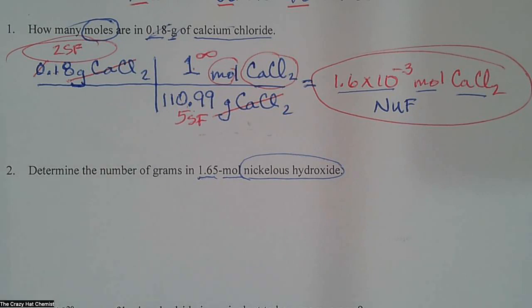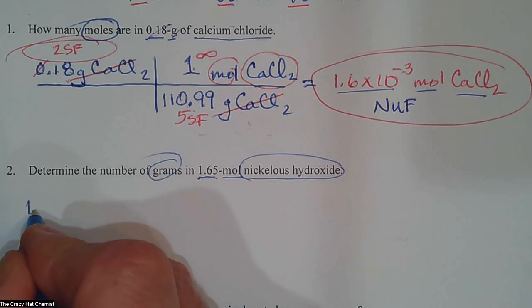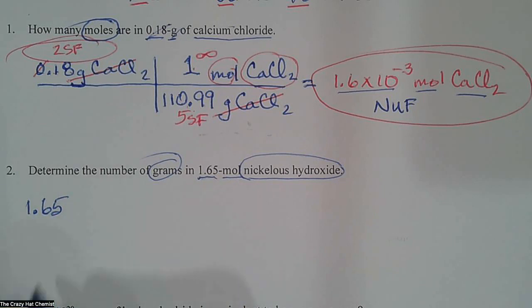And then we're going to ask ourselves, well, what are we solving for? We're going to solve for grams. So we're going to start off with a number. That's 1.65, and then the units are moles, that's MOL, and then it's nickel hydroxide.